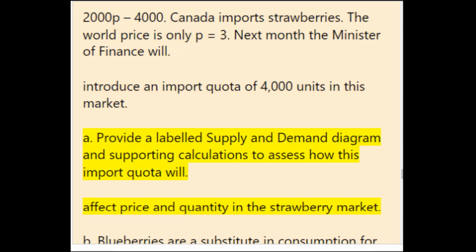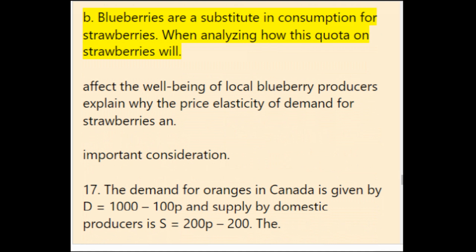A. Provide a labeled supply and demand diagram and supporting calculations to assess how this import quota will affect price and quantity in the strawberry market. B. Blueberries are a substitute in consumption for strawberries. When analyzing how this quota on strawberries will affect the well-being of local blueberry producers, explain why the price elasticity of demand for strawberries is an important consideration.